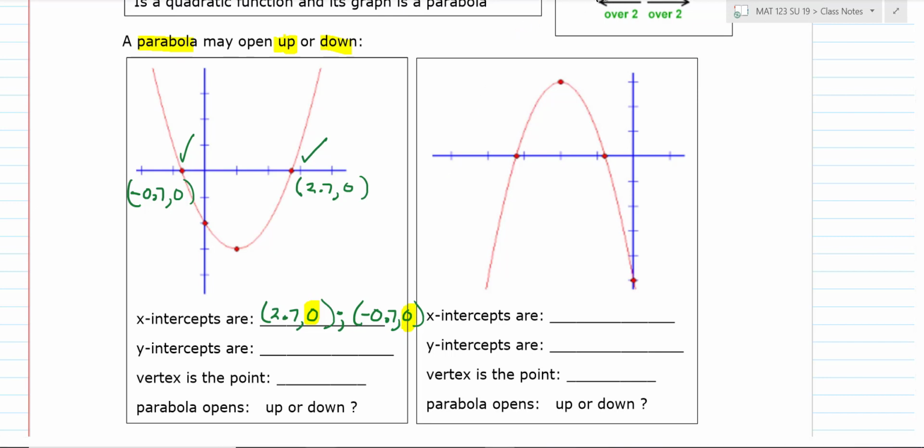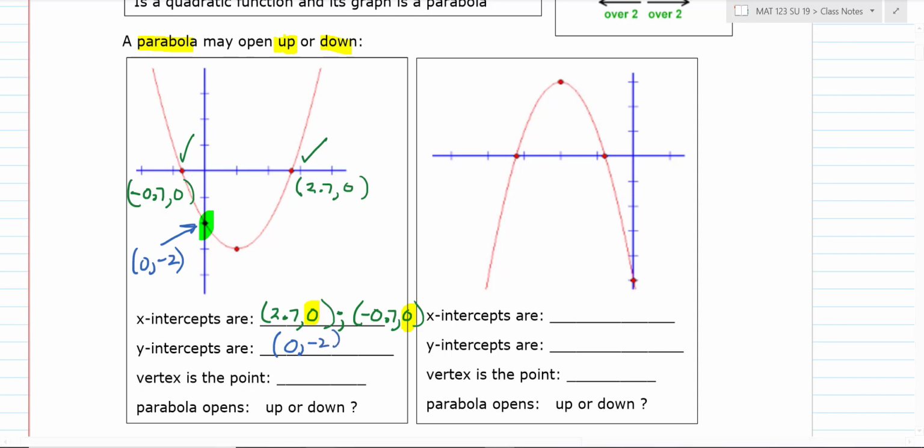Now the y-intercept would be this point right here, and it goes like this. Anytime you have a y-intercept, x is 0. It looks like that y value is down 2, so the y-intercept would be 0, negative 2.